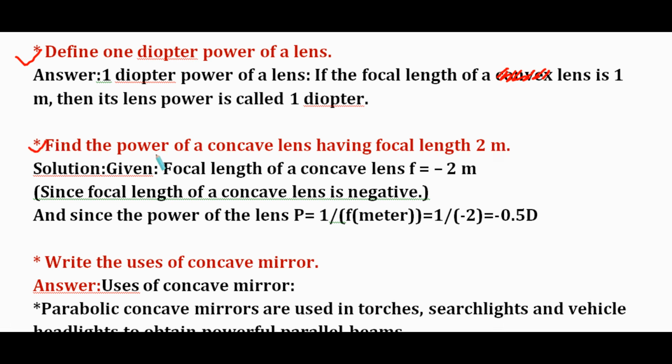Next question, find the power of a concave lens having focal length 2 meter. Given focal length of concave lens f is equal to minus 2 meter. For a concave lens, the negative sign is used or it has negative focal length. Since the focal length of a concave lens is negative, and since power of the lens P equals 1 upon f in meter, so 1 upon minus 2, and after division we get minus 0.5 diopter.